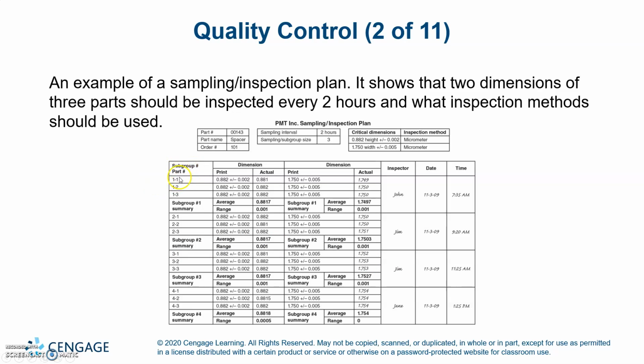So, part subgroup, part 1, the print says it's 0.882 plus or minus 2 thou. It actually measures 0.881. The print on this one is 1.75 plus or minus 5 thou, and it's actually measuring 1.749. So they go through and do all the subgroups like that.